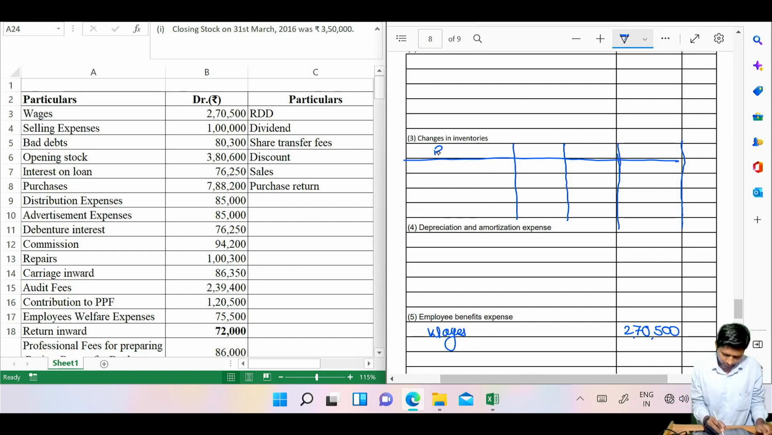Now then you can write here particulars, let's say opening, closing and change, without doing time pass. I'm writing now. Then after this write stock, and they have given opening stock, therefore in opening column 3,80,600. Okay, understood? It's very simple.